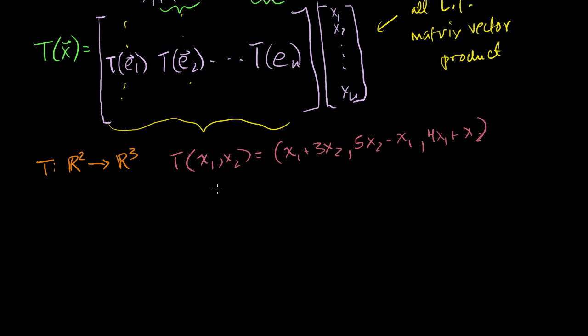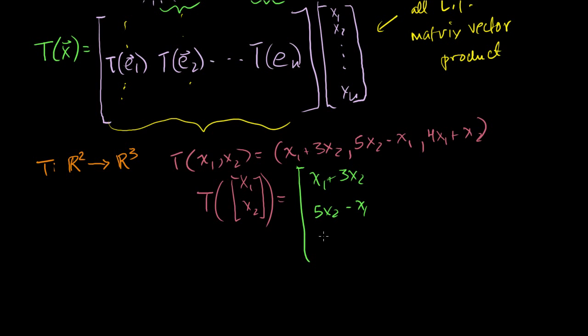This is a mapping. I could have written it like this: T of any vector in R2, x1, x2, is equal to, and maybe this is redundant, but I think you get the idea. I like this notation better: x1 plus 3x2, 5x2 minus x1, and then 4x1 plus x2. This statement and the one I just wrote are equivalent, and I like to visualize this a little bit more. Now, I just told you that I can represent this transformation as a matrix-vector product. How do I do it?